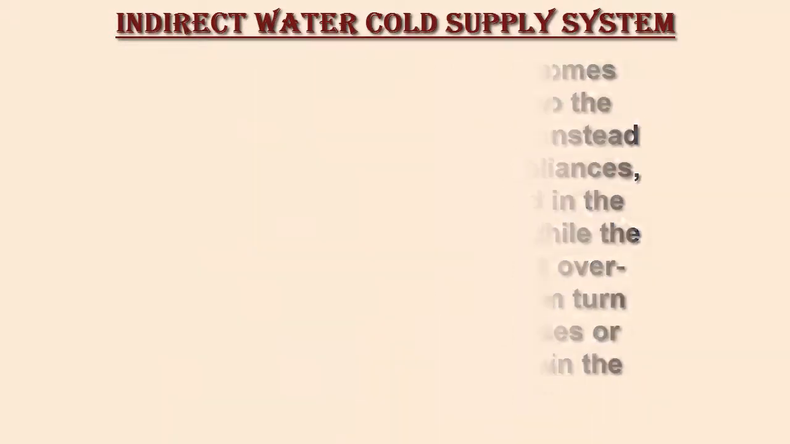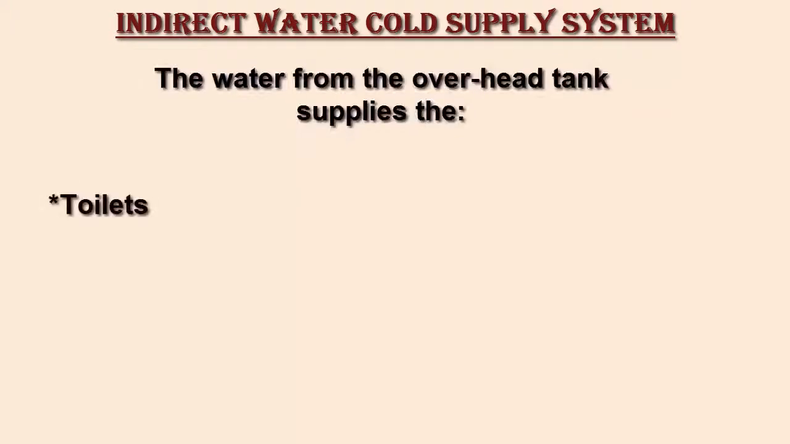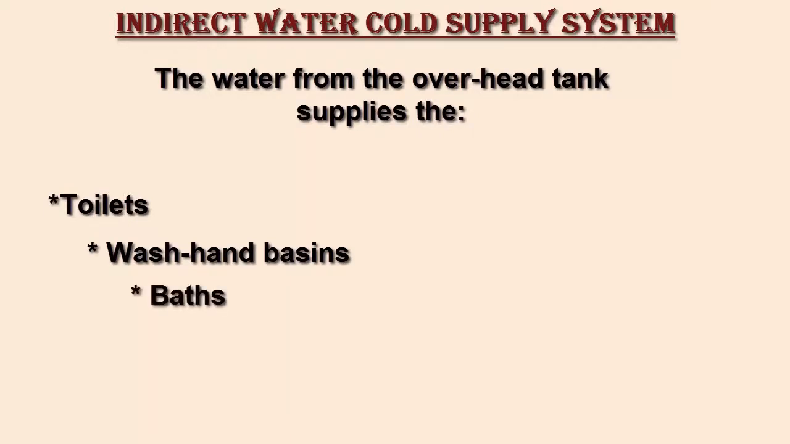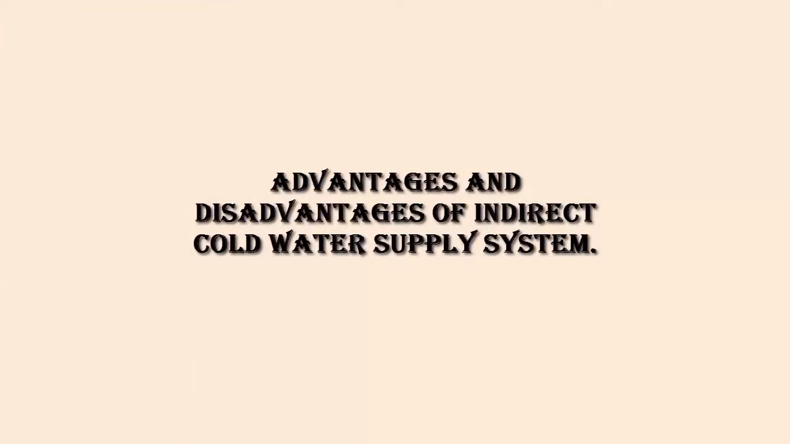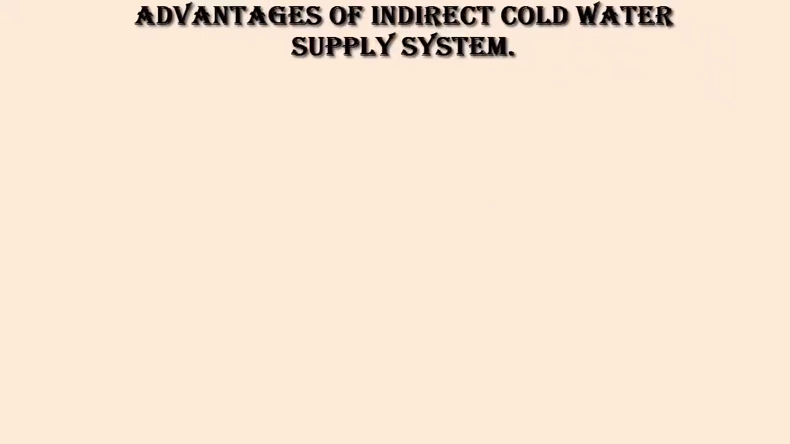So the water comes in there to supply the toilet, it supplies the wash hand basins, it supplies the bath, it supplies many other fittings that are required in the home. So that is why it is called an indirect water supply system. Now, we shall look at the advantages and disadvantages of this indirect water supply system. One of the advantages is that it is uninterrupted.